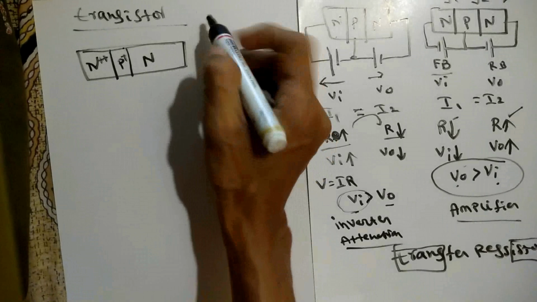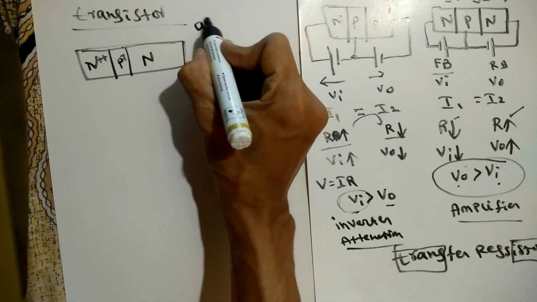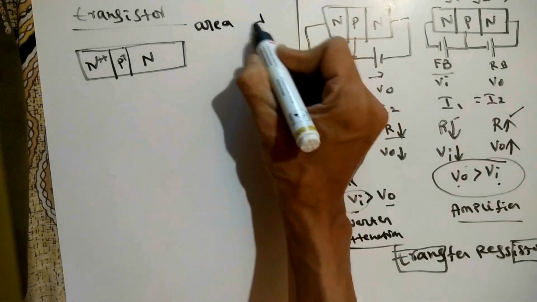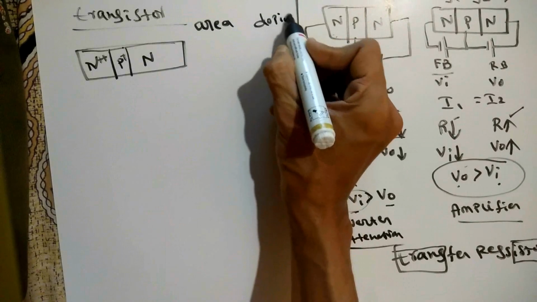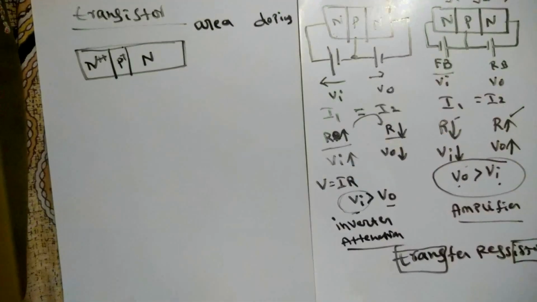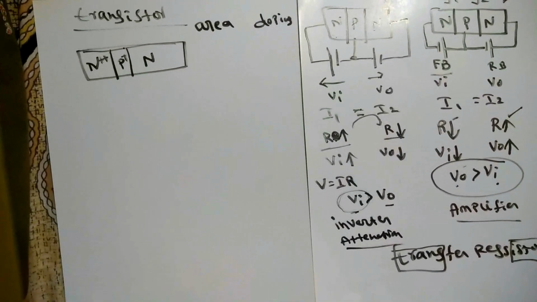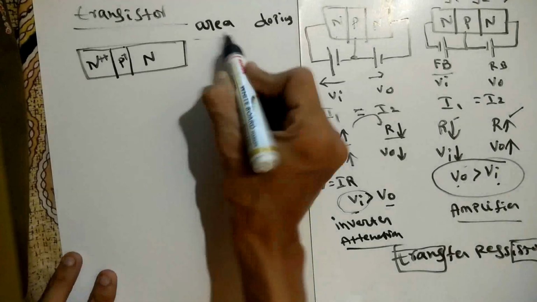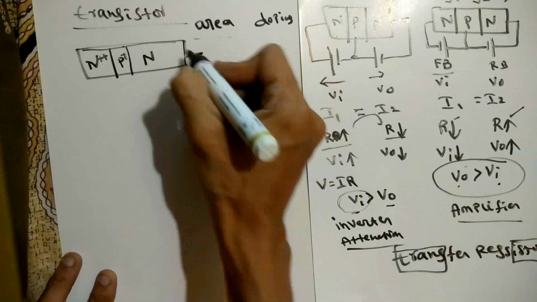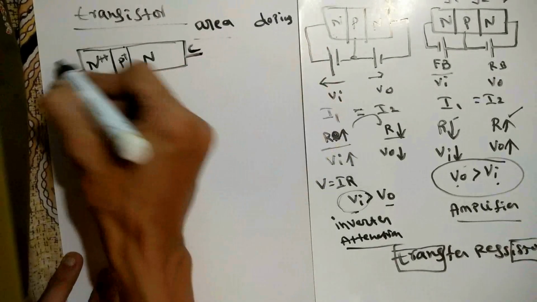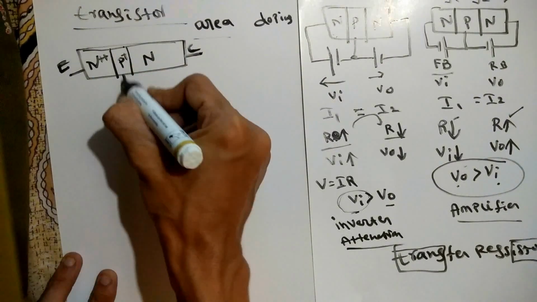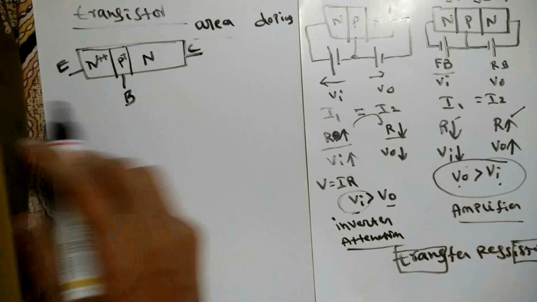So the very important things in the transistor are area and doping. From these only we can achieve the target of the transistor operation, like amplifier and also switching operations. When you are going with the area, we call this portion a collector, this portion an emitter, and the middle one is the base. You have already studied this.